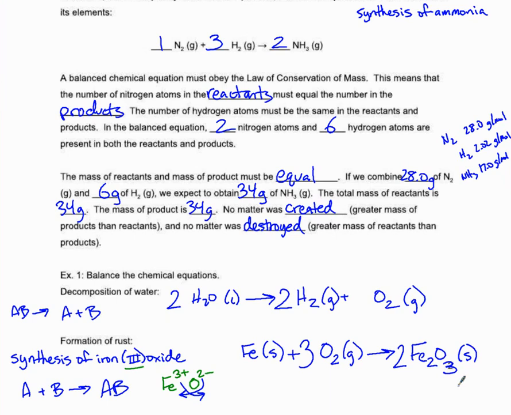Now for the irons, I have 1 in the reactants, 4 in the products. Giving iron a coefficient of 4 will fix the problem. And now we have a balanced chemical equation.